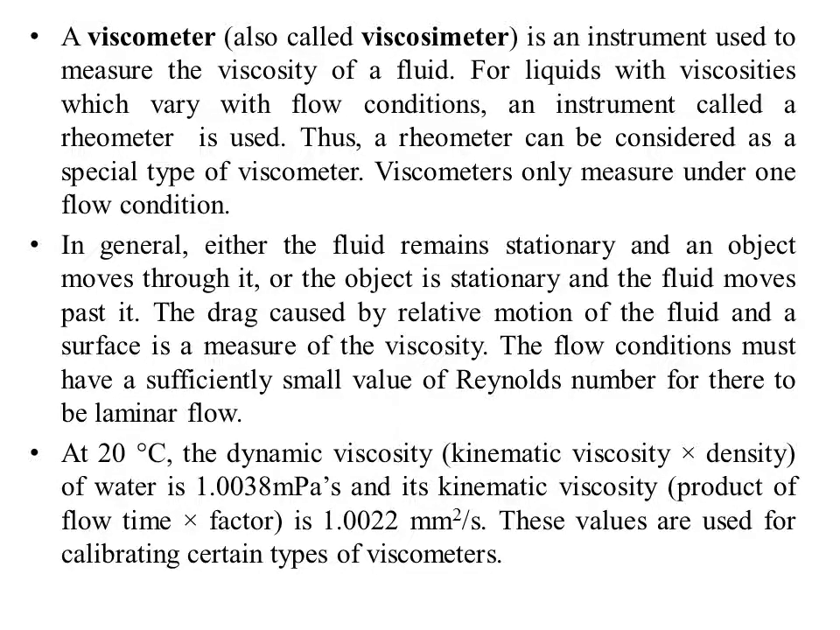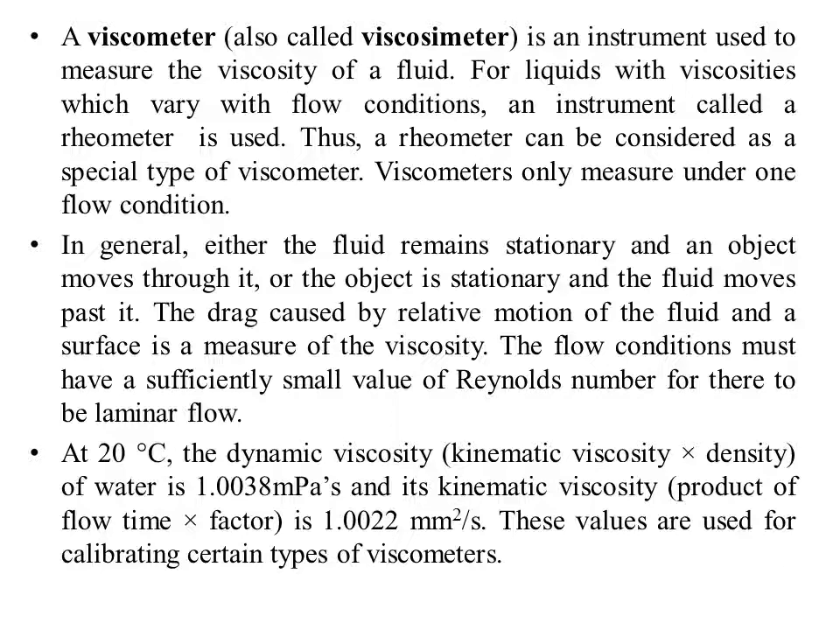Next, let us study the viscometer. A viscometer is an instrument used to measure the viscosity of a fluid. For liquids with viscosities which vary with the flow conditions, an instrument called a rheometer is used. Thus, a rheometer can be considered a special type of viscometer.